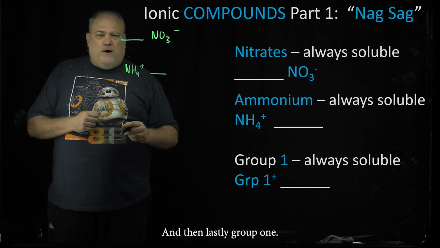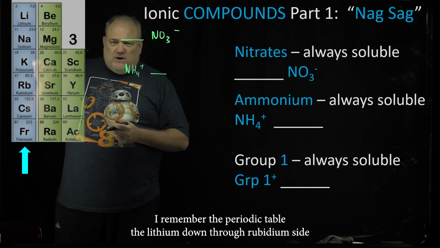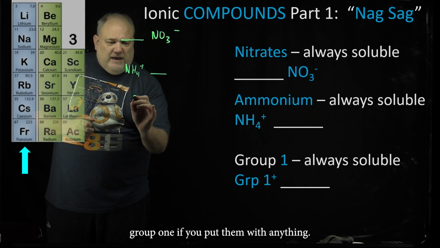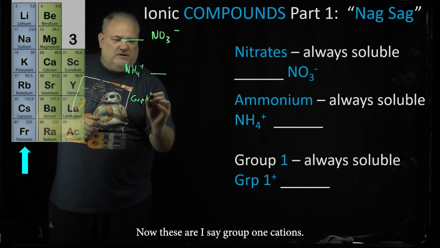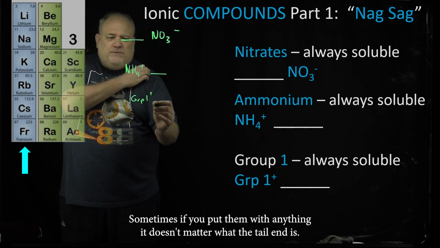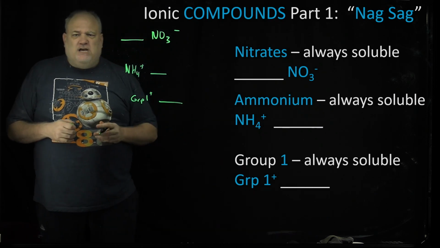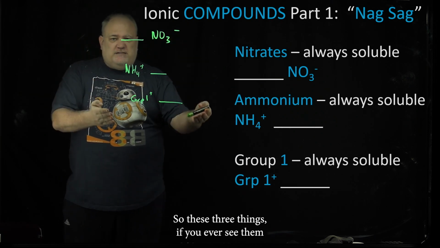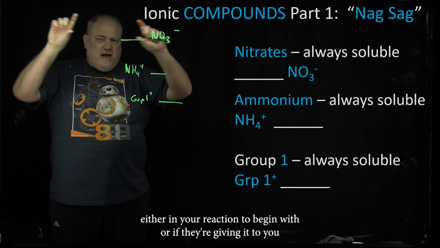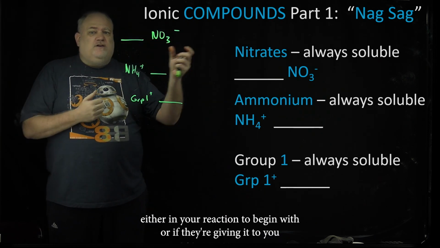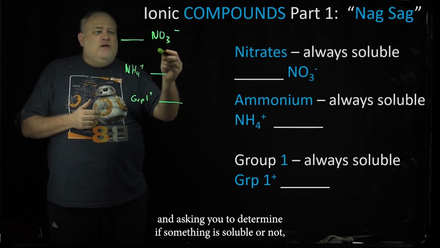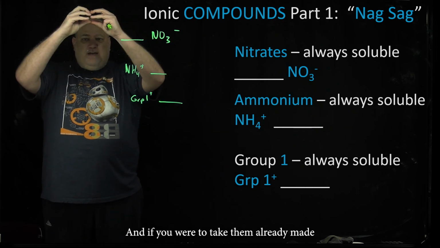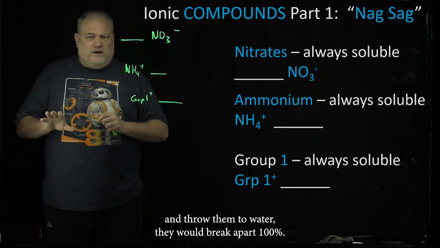And then lastly, group 1. Now, we mentioned group 1 before. Remember the periodic table, the lithium down through rubidium side. Group 1, if you put them with anything, now these are, I say group 1 cations sometimes. If you put them with anything, it doesn't matter what the tail end is, they're going to say, no, I don't want to hook up with you. So these three things, if you ever see them, either in your reaction to begin with, or if they're giving it to you and asking you to determine if something is soluble or not, they will never hook up, so they will always be soluble. And if you were to take them already made and throw them into water, they would break apart 100%.